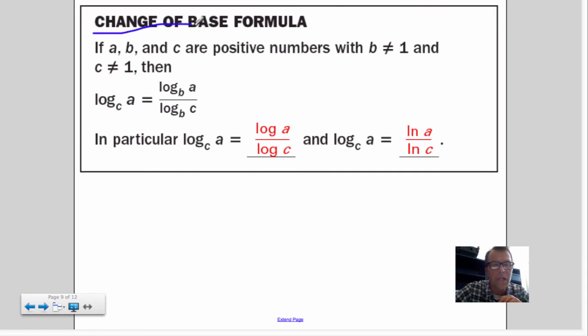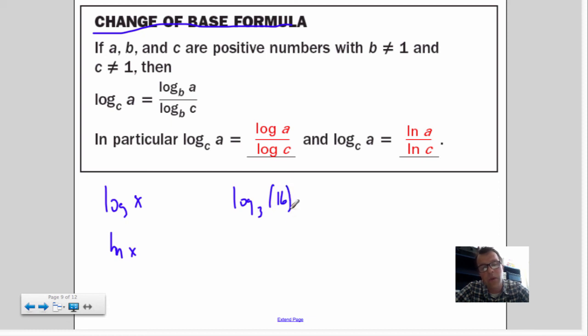Change of base. So change of base is super important. I didn't mean to cross it off, just underline it. Change of base is so useful for our calculator. Again, our calculator only does common log, which is log base 10 of x, and it also does natural log, ln of x. And so what if you wanted to evaluate something like log base 3 of 16? Well, the change of base, the calculator allows that. Change of base would say this is the same as change to any base, and we pick log base 10 because it's the common log.